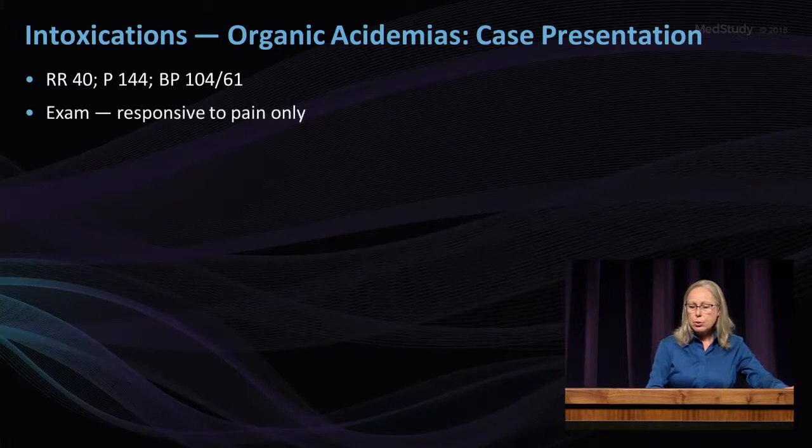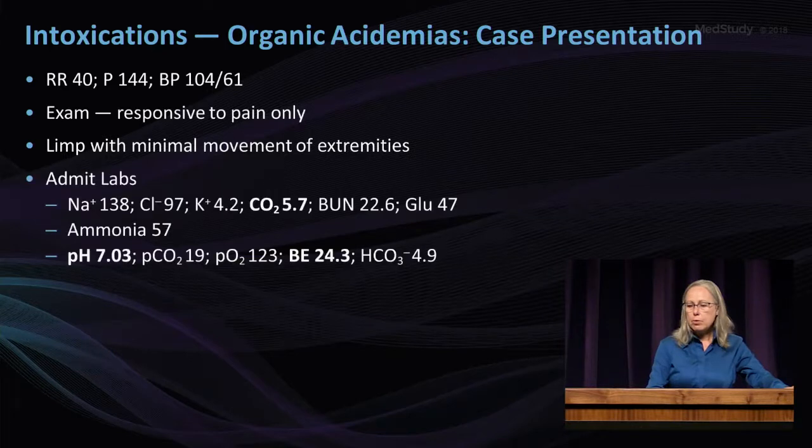Vital signs: he was responsive only to pain. He was limp with minimal movement, and his admit labs: his glucose is 47, CO2 of 5.7, ammonia 57, and his pH is 7.03, and his base excess is 24.3.